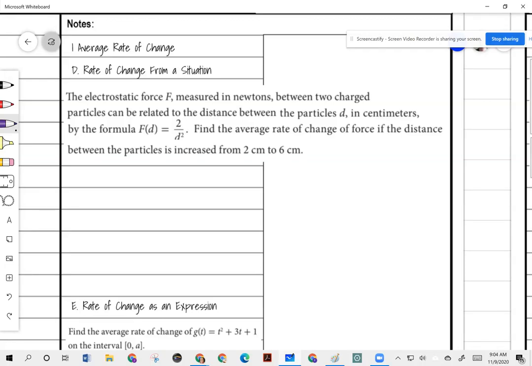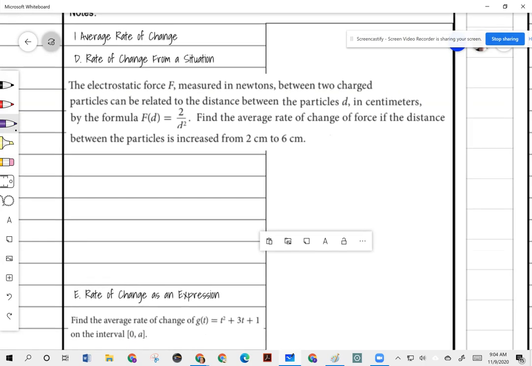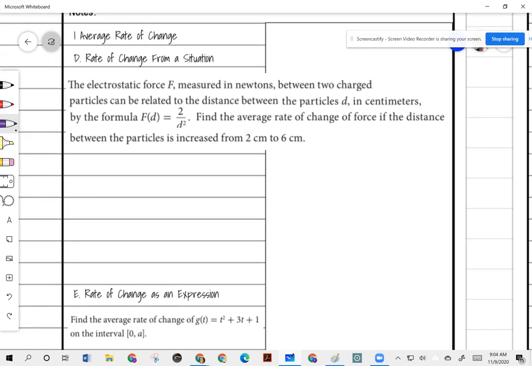So in this video, we're continuing the average rate of change, but now we're going to take a look at a rate of change from a situation and then a rate of change as an expression. So the nice thing about these situations is that since we're just in the math class, a lot of times they're going to give you the formula, unless it's a formula that you're expected to know. So let's take a look at what's going on here.